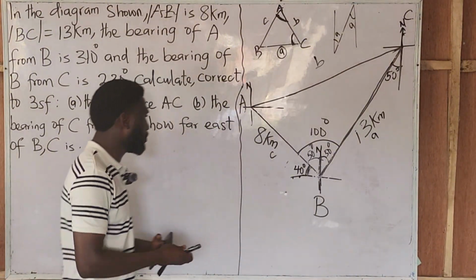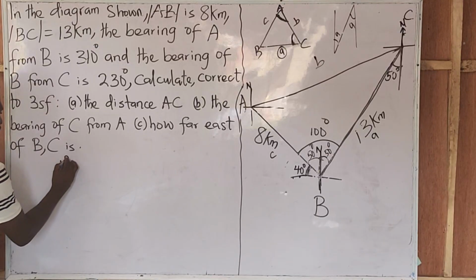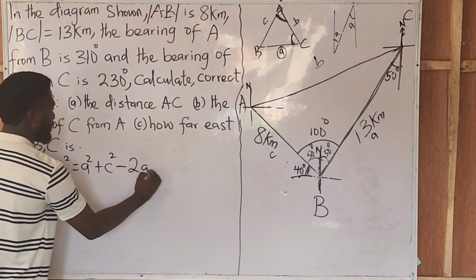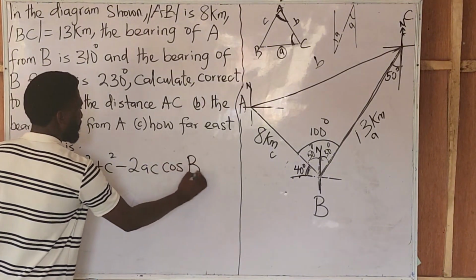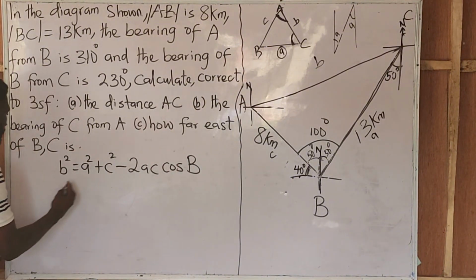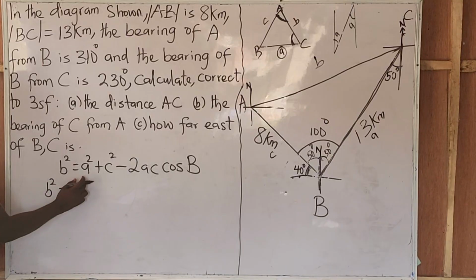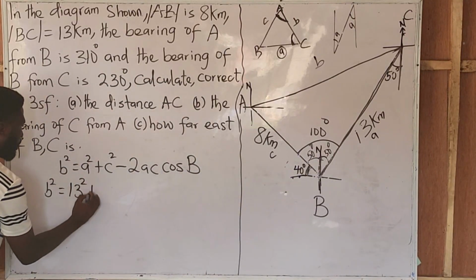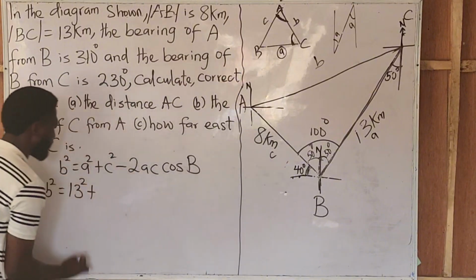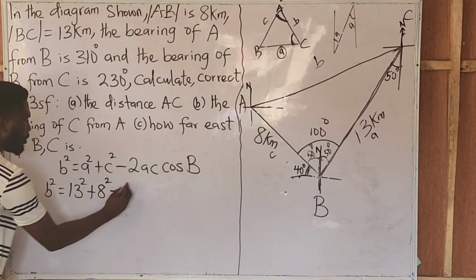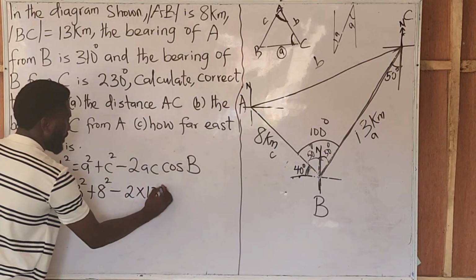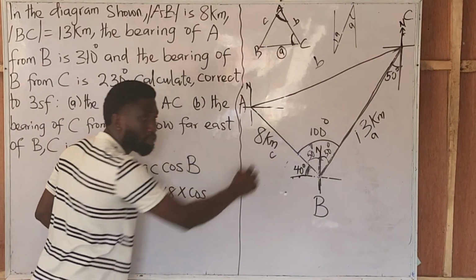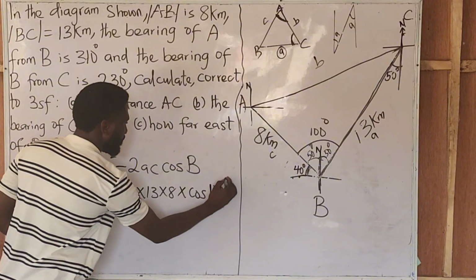From the cosine rule, we have that b squared equals a squared plus c squared minus 2ac cos B. I get my point? So now b squared equals, what is a? We have a here to be 13, that's 13 squared plus, what is c? c is 8, that's 8 squared minus 2 times 13 times 8, then multiply by cos B. What is B? B is 100 degrees.